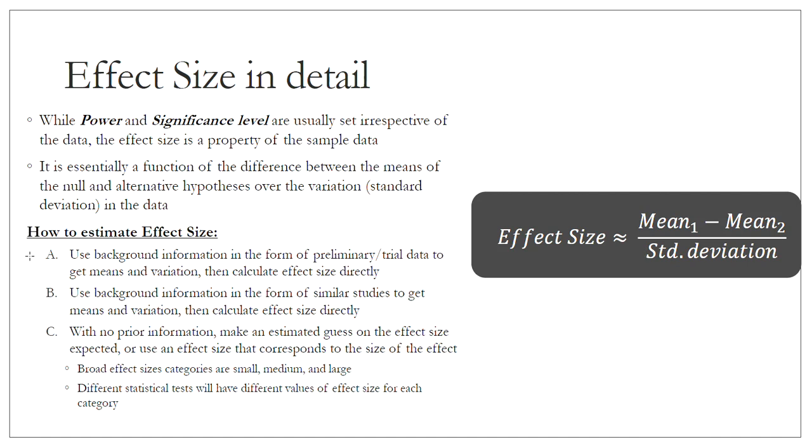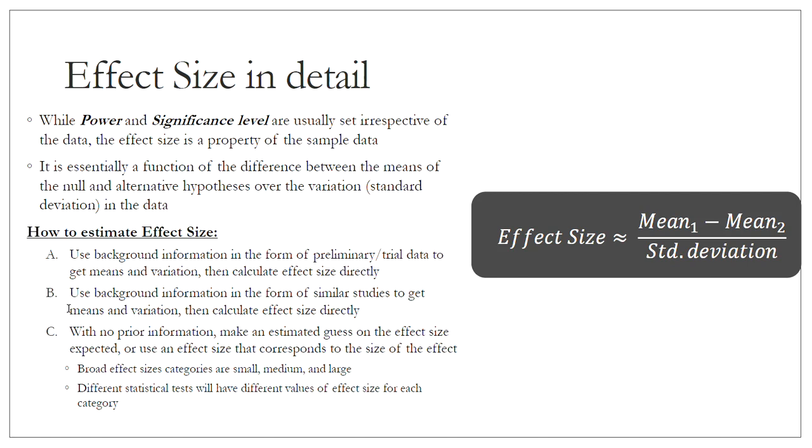So how do we estimate effect size? One way is to use background information in the form of preliminary or trial data to get means and variation, and then calculate effect size directly. So that would be if for whatever reason you had like an initial survey, and then like if you were creating maybe a survey. So this information might come from that initial survey, and then you would have your final round of your survey. And then you could use that information from your initial survey to help inform this one.